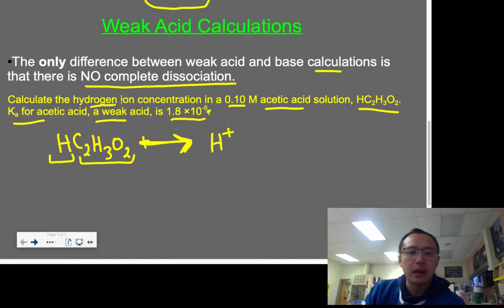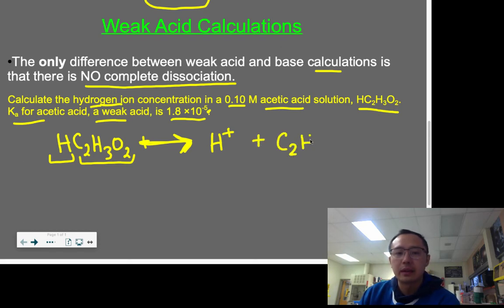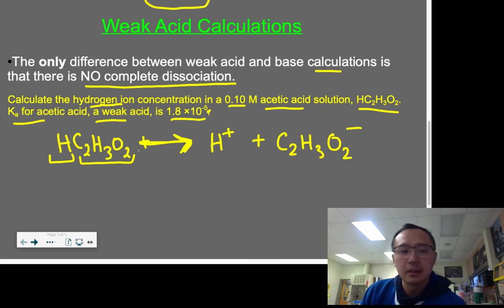That's your hydrogen ion concentration. And what you're going to have left is the remainder part of that, so you're going to have C2H3O2. And because you lost a positive charge, this is going to be a negative ion. So the next part is to check the balance. It looks like it's balanced because it's a 1:1:1 ratio, so that's good.